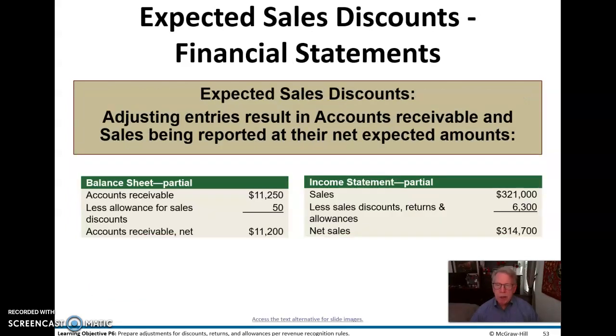So how does that little beauty look on the balance sheet? Well, you can see that the allowance for sales discounts does show on the balance sheet, but we reflect it in the income statement as a sales discount here at $6,300. A little sophisticated there, but the idea is to properly report our net sales at the net realizable amount.